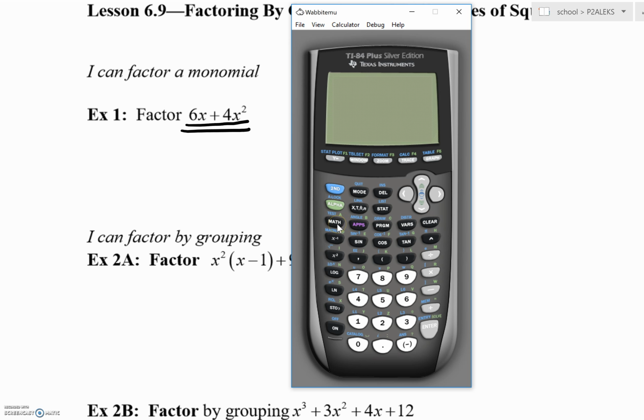So it's under math, and it's under number. And the greatest common factor, what we're actually going to do is go to number 9, the GCD. And then we'll type in our numbers. You can only type 2. And we'll hit 6. But then we're going to hit comma. The comma is right above the 7. And then we type in a 4. And when we hit enter, you get what the GCD is. Okay? What the greatest common factor is.